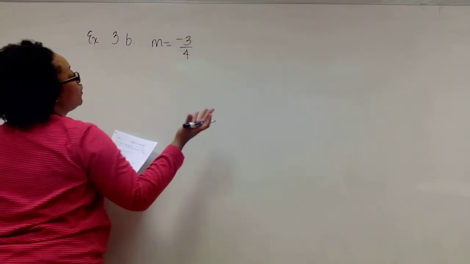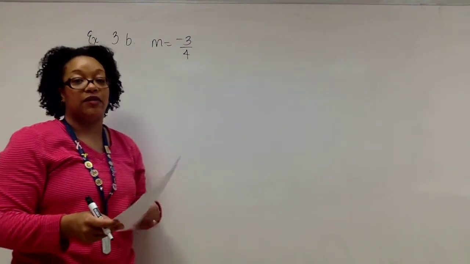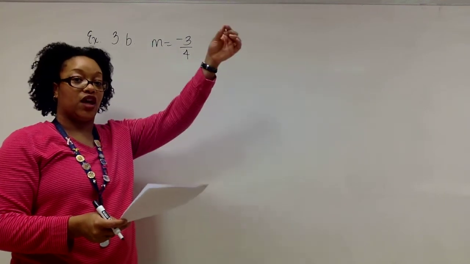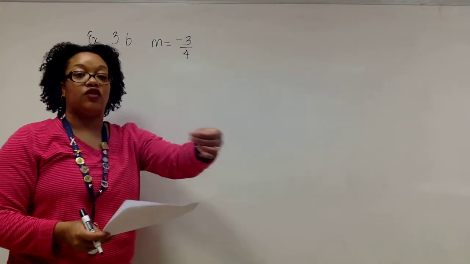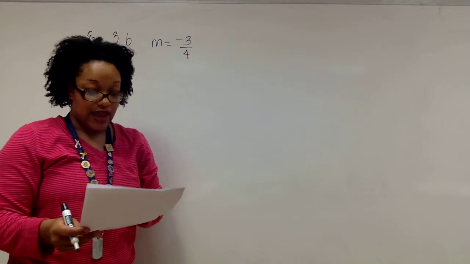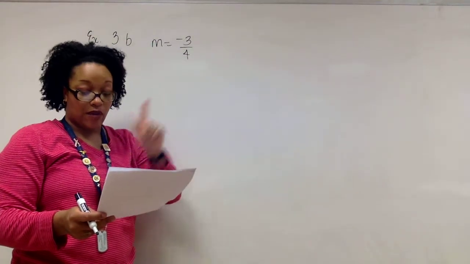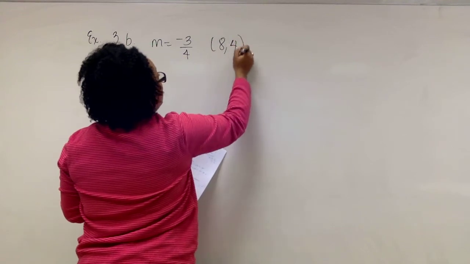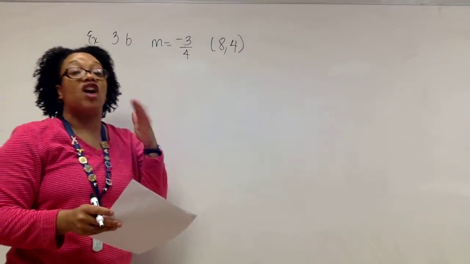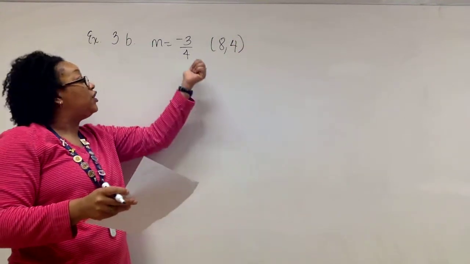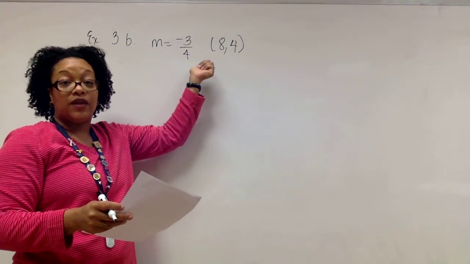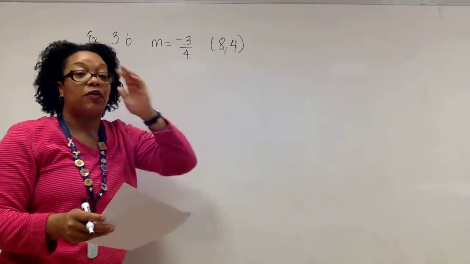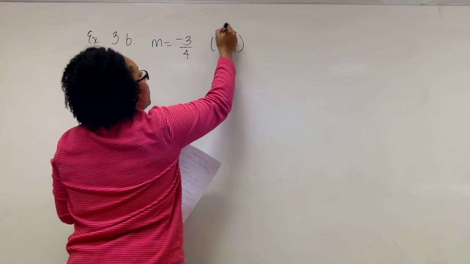So if I was to ask you what does that mean, hopefully you would tell me that you would take a point and go down 3 to the right 4. Now, right beside your slope, I want you to write your point. This is the point that they give you that's on the line that uses this slope. The 8 and the 4 represent your x and your y.